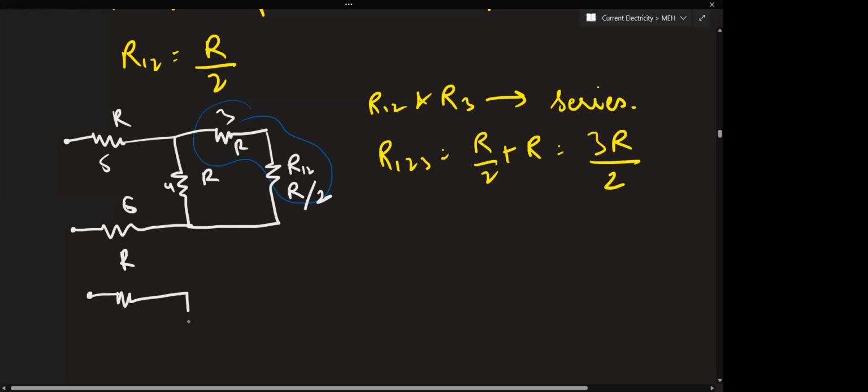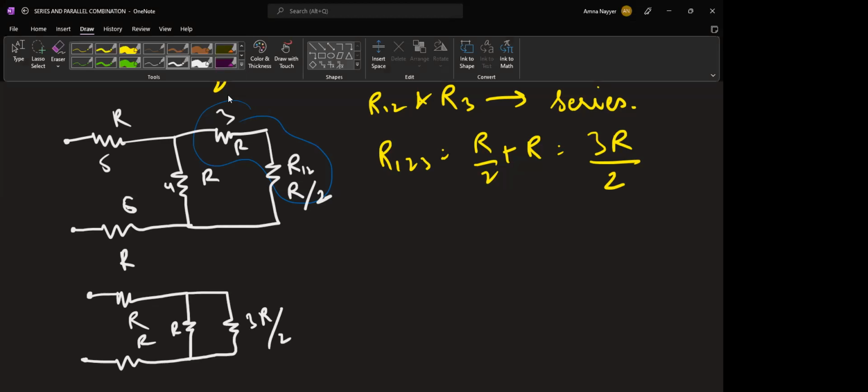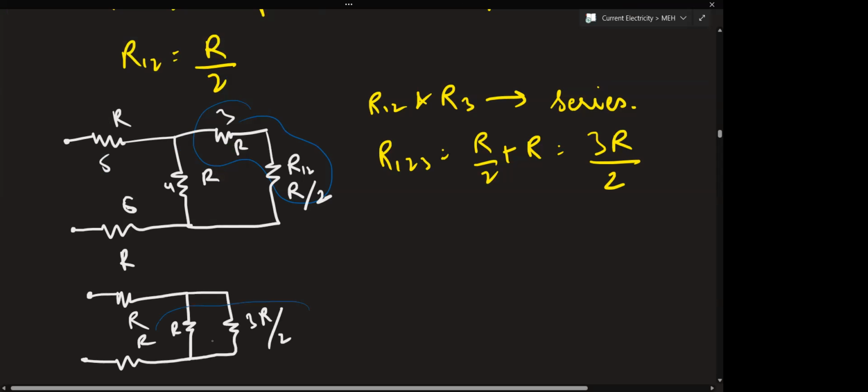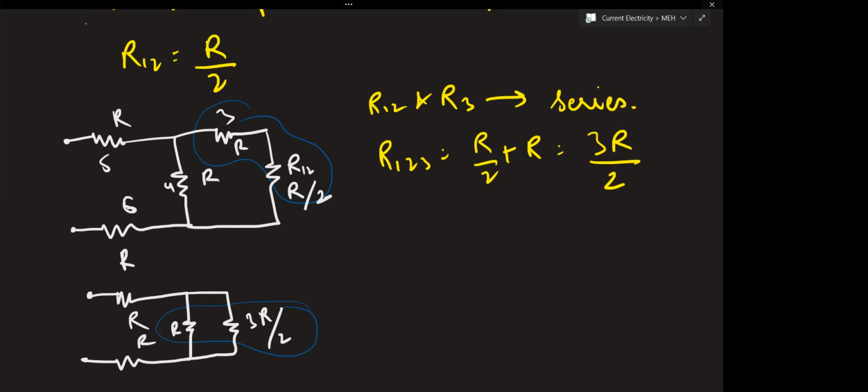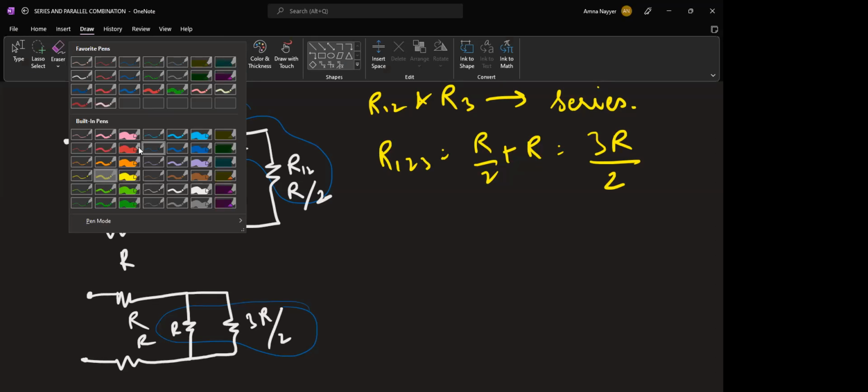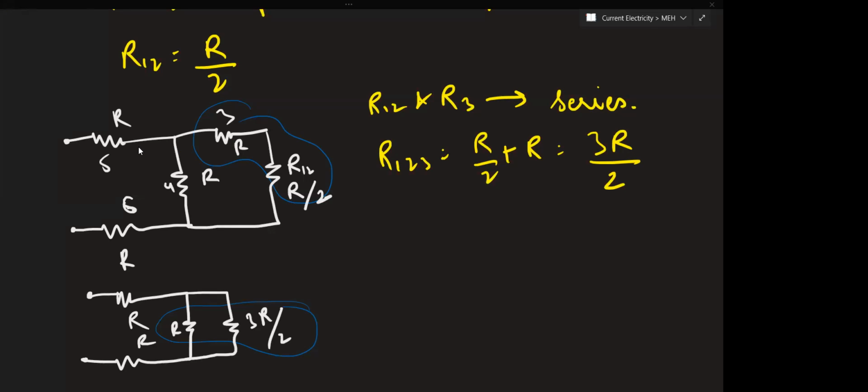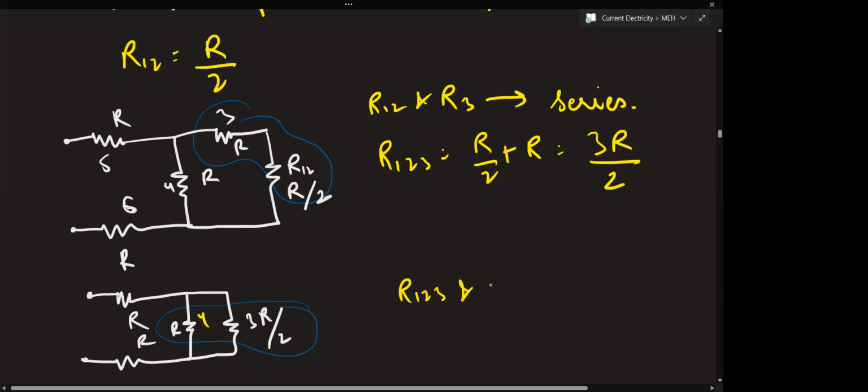So this is R. Instead of this, we just have this connected, whose value is 3R by 2. Now tell us, how are they connected? Parallel, right, correct. They are connected in parallel. So this was the fourth one. So R1, 2, 3 and R4 are connected in parallel.